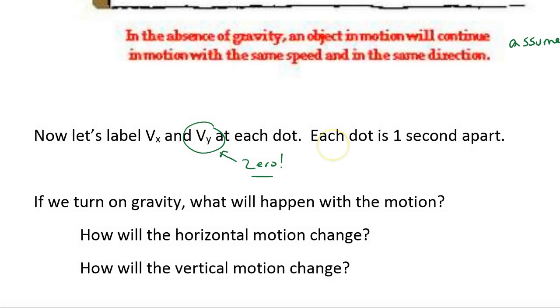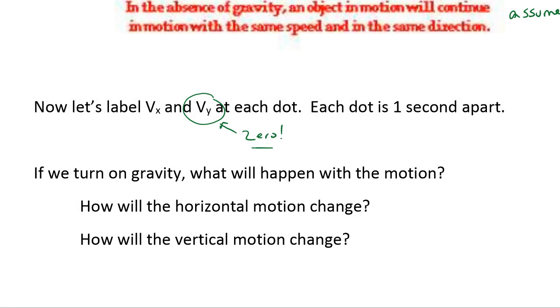If we turn on gravity, what will happen with the motion? Gravity is a force that causes things to accelerate downwards. How will the horizontal motion change? Well, the force of gravity is going to cause a vertical acceleration, but not a horizontal change. How will the horizontal motion change? It will not. It stays the same.